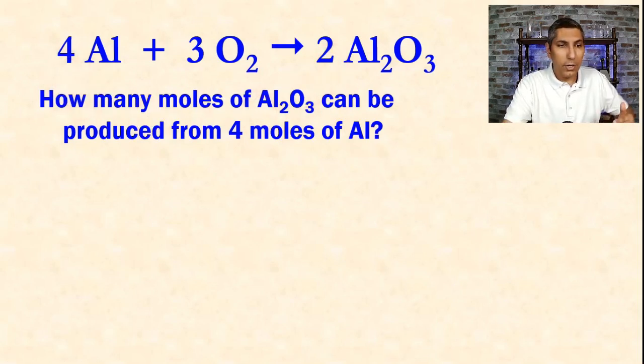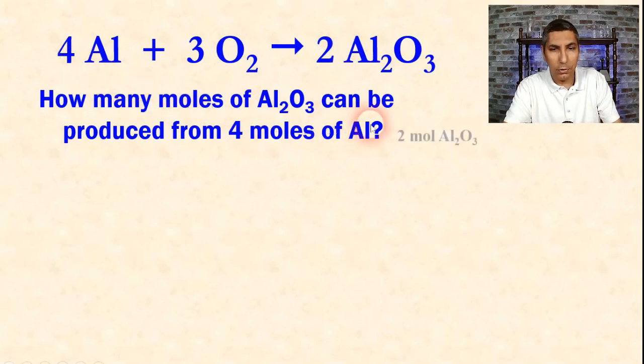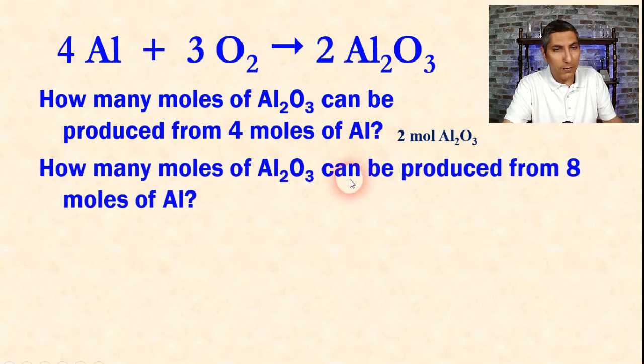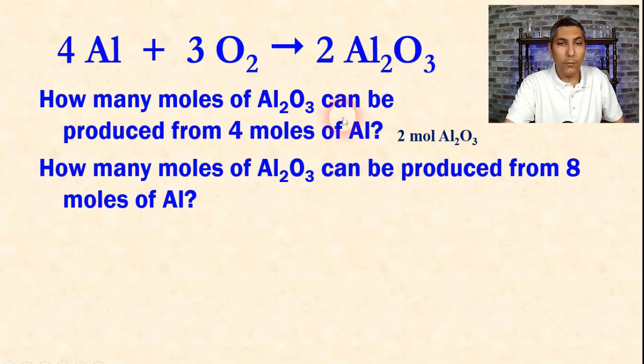Well, hopefully you can see that the mole ratio of aluminum to aluminum oxide is 4 to 2. So that means 4 moles of aluminum are going to produce 2 moles of aluminum oxide. All we have to do is look at the coefficients of that balanced equation. Or how about this question? How many moles of aluminum oxide can be produced from 8 moles of aluminum?